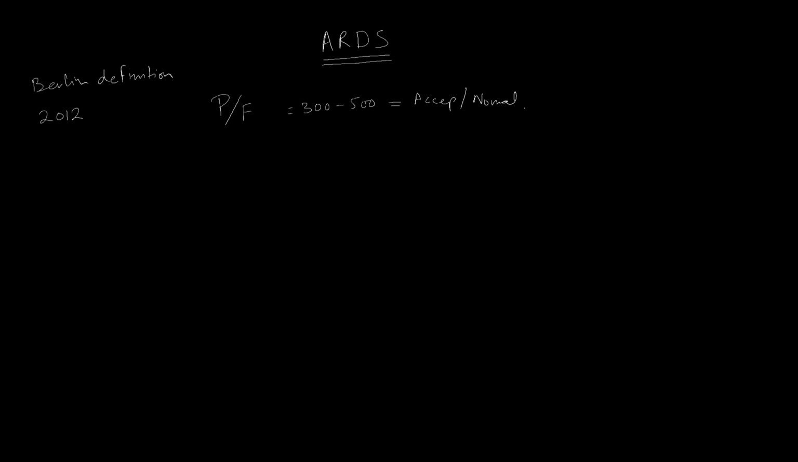But a PF ratio of 200 to 300 was labeled in the Berlin definition as mild ARDS, and between 100 to 200 was labeled as moderate ARDS, and less than 100 was severe ARDS.